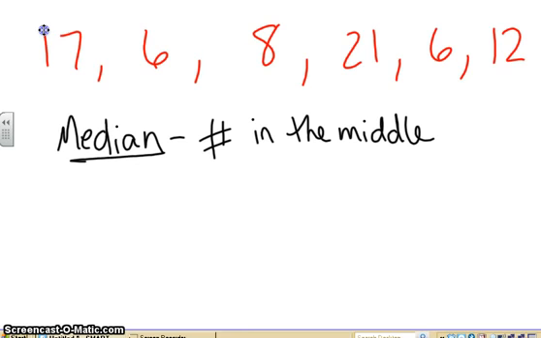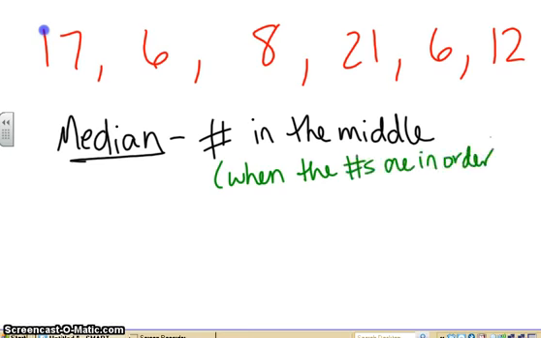But the important thing to remember is we can only find the number in the middle when the numbers are in order. You don't just look for the middle number of the list that they already give you, because they usually won't give you a list that's in order. So you're going to have to reorder the list. So let's find the median of this list. So first thing I need to do is put the numbers in order.